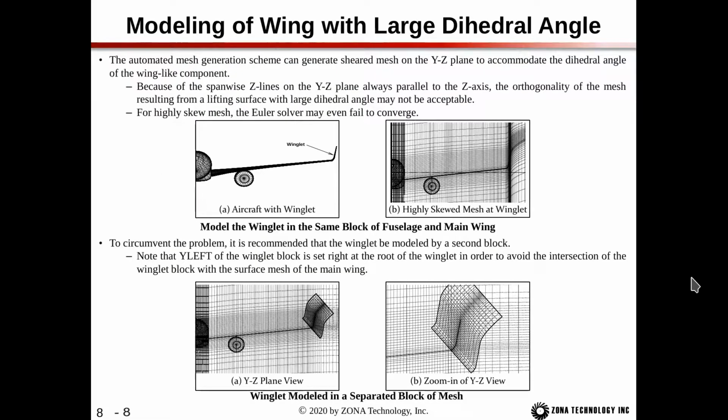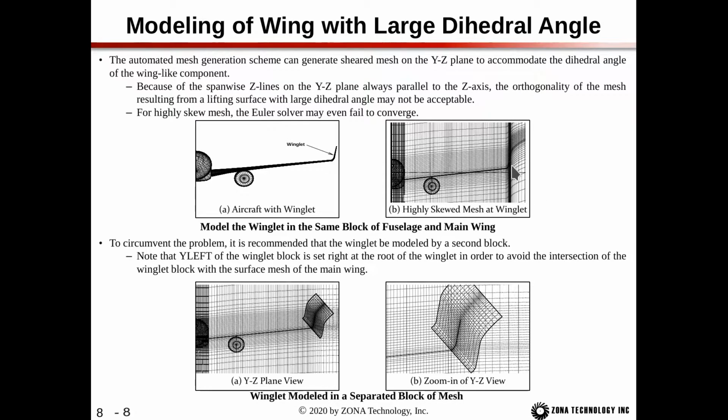Next, we want to look at modeling a wing with a large dihedral angle. The automated mesh generation scheme can generate a sheared mesh on the YZ plane to accommodate the dihedral angle of a wing-like component, as shown here in this figure. Now, because the span-wise Z lines on the YZ plane are always parallel to the Z-axis, the orthogonality of the mesh resulting from the lifting surface with the large dihedral angle may not be acceptable.